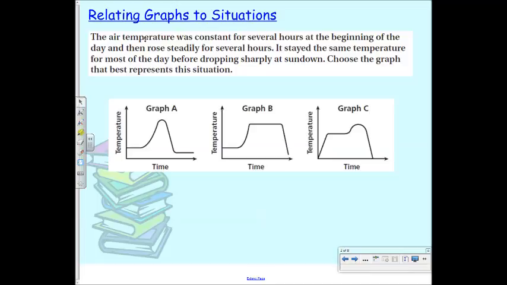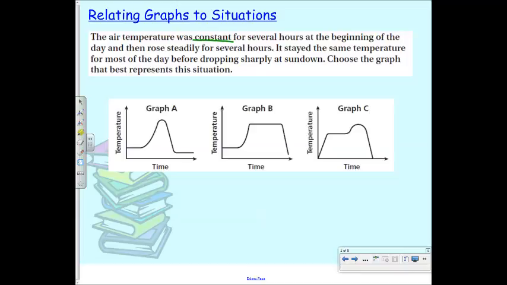Okay, so a lot of things happened throughout the day. When you go to approach a word problem, I see a lot of you underlining and circling. What are you doing when you're underlining and circling in a word problem? What are you looking for there? The key points, right? What are some of the key points in this word problem? The air temperature was constant. So constant, what does constant mean? Stayed the same, right? So the air temperature stayed the same for several hours at the beginning of the day.